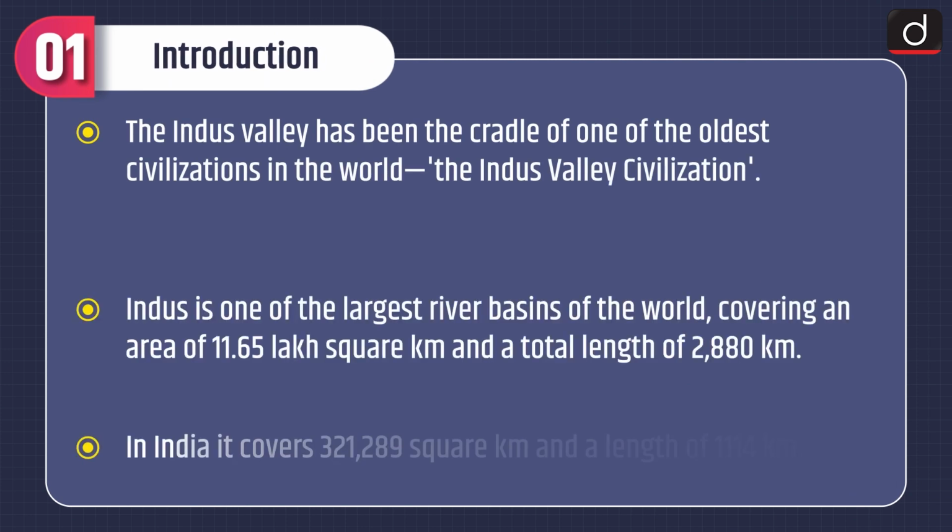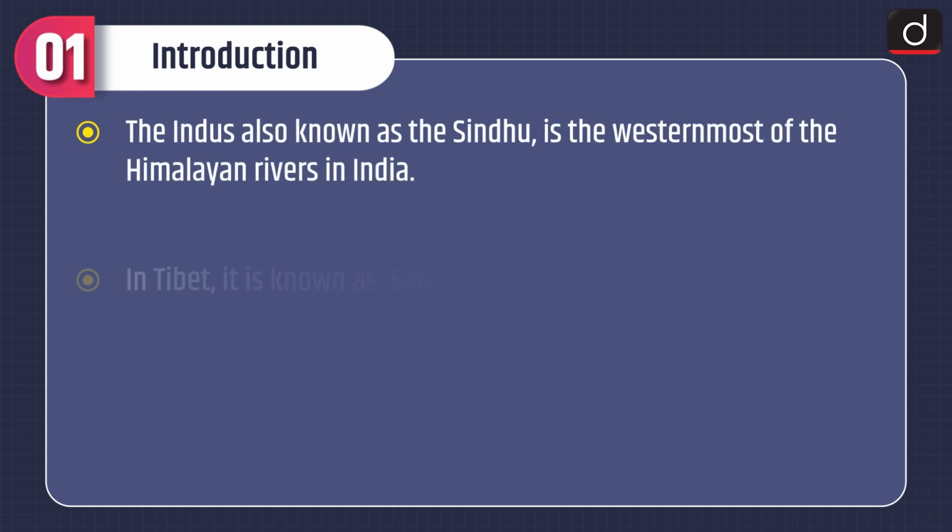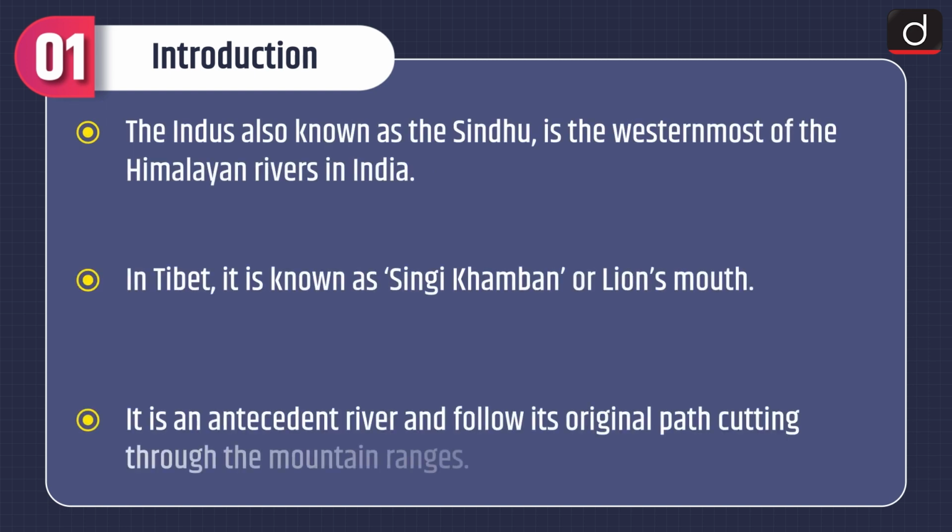The Indus Valley has been the cradle of one of the oldest civilizations in the world, the Indus Valley Civilization. Indus is one of the largest river basins of the world, covering an area of 11.65 lakh square kilometer and a total length of 2,880 kilometer. In India, it covers 3,21,289 square kilometer and a length of 1,114 kilometer. The Indus, also known as the Sindhu, is the westernmost of the Himalayan rivers in India.